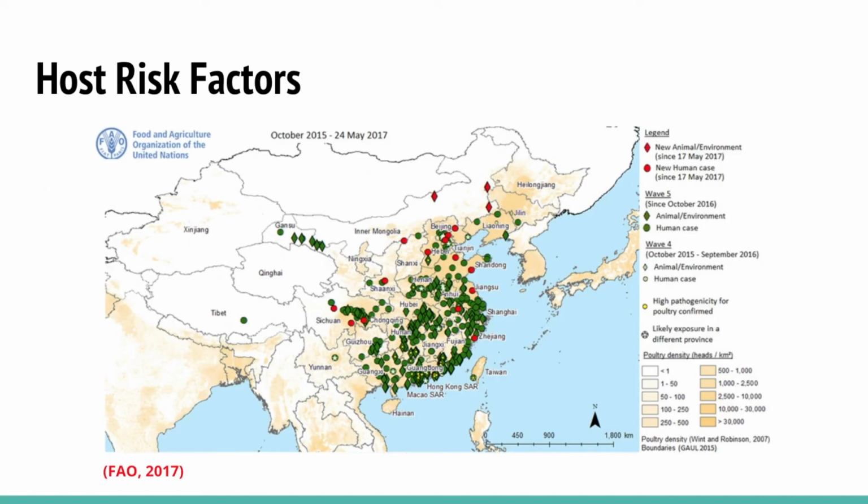Now looking at this map, you can see that the provinces near the Yangtze River, such as Shanghai, are at higher risk of influenza A. The majority of these cases are related to animal environment factors. Thanks to better research, there are fewer new cases in 2017.